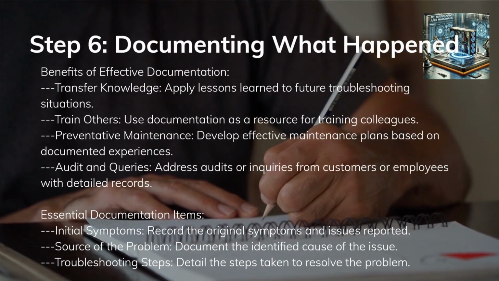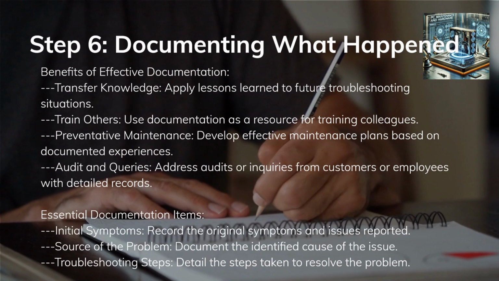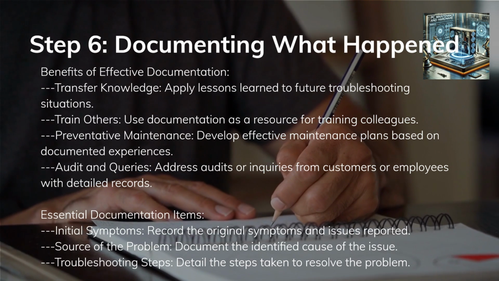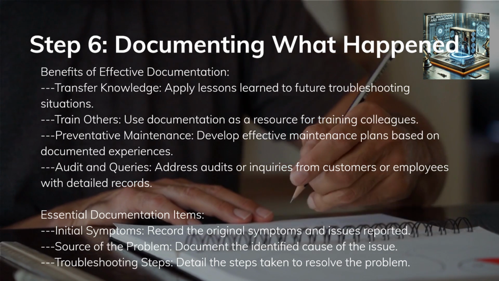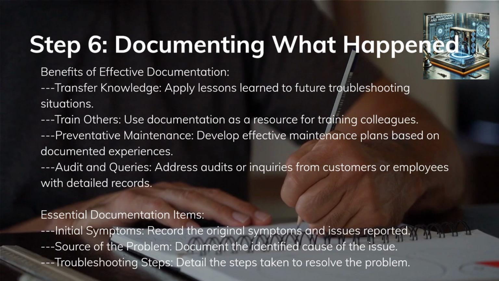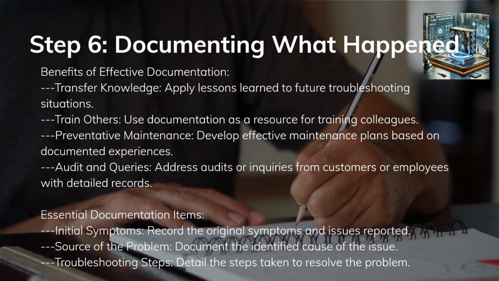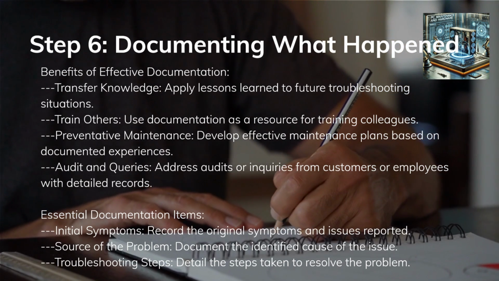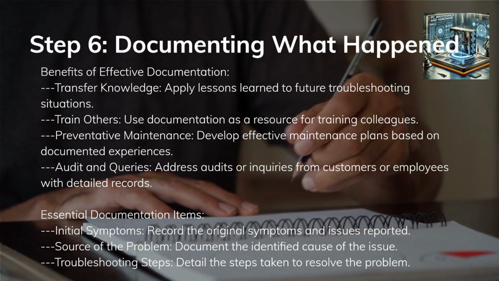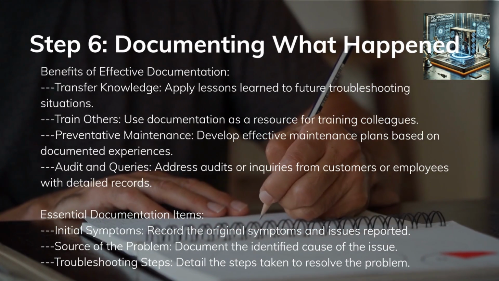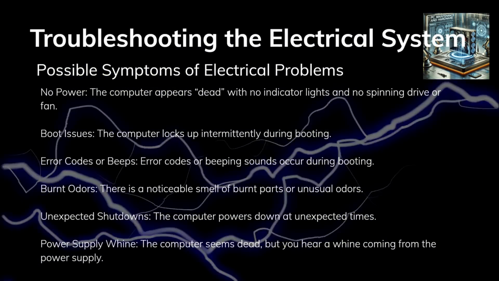Good documentation is key to improving future troubleshooting. It allows you to apply what you've learned, train others, develop effective preventative maintenance plans, and address audits or queries from customers or employees. Make sure your documentation includes the initial symptoms, the source of the problem, and the troubleshooting steps you took. This not only helps in the current situation but also prepares you for similar challenges down the road. Here are some common symptoms of electrical system issues.